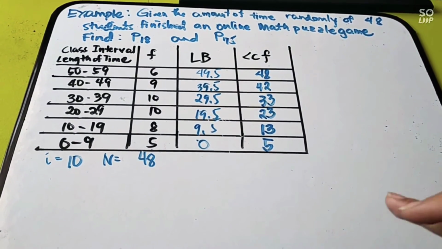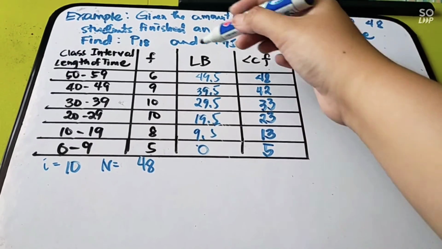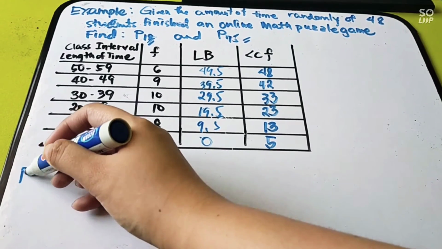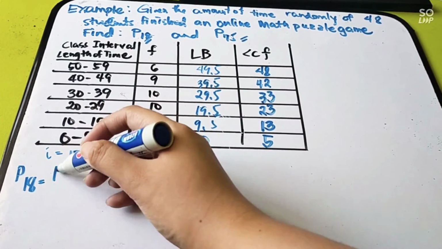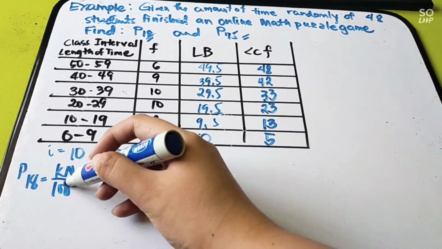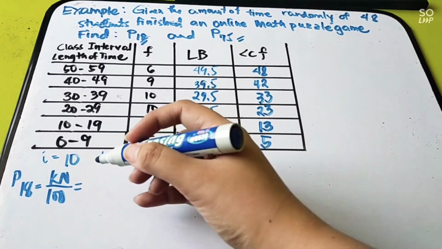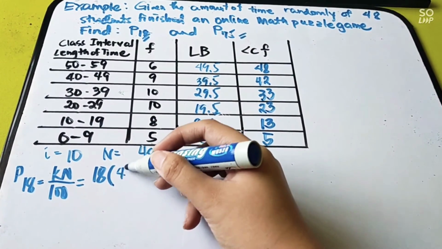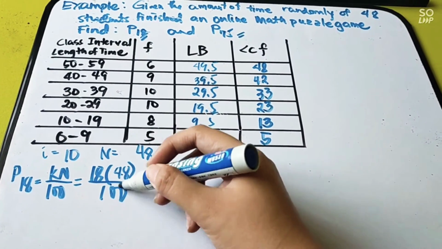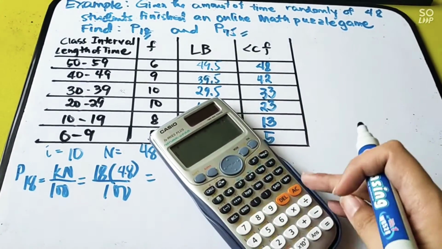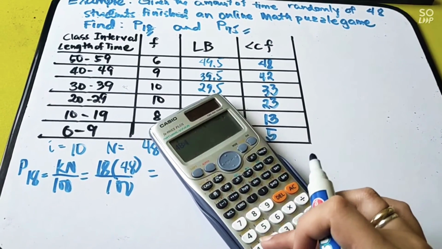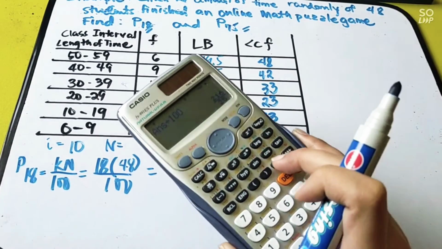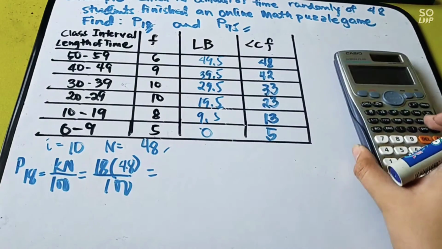Okay? Next tayo. Since we have here percentiles, ang hinahanap natin ay P sub 18 and P sub 75. So, therefore, we have P sub 18 is equal to kn over 100. Kasi percentiles tayo. Ang k mo, we have here 18, 18 times ang N. How many N? We have 48. Then, divided by 100. Let us calculate. We have 48 times 18 divided by 100. So, the answer is 8.64.